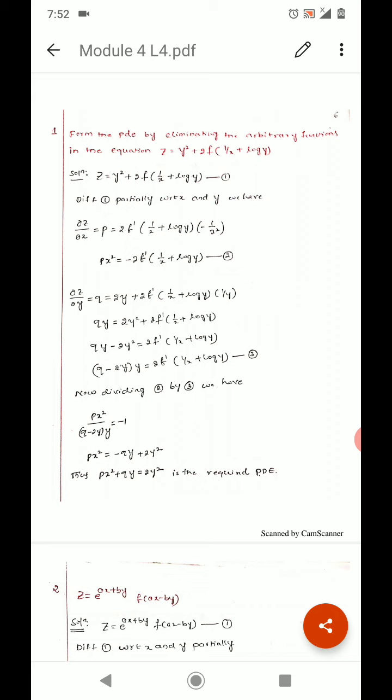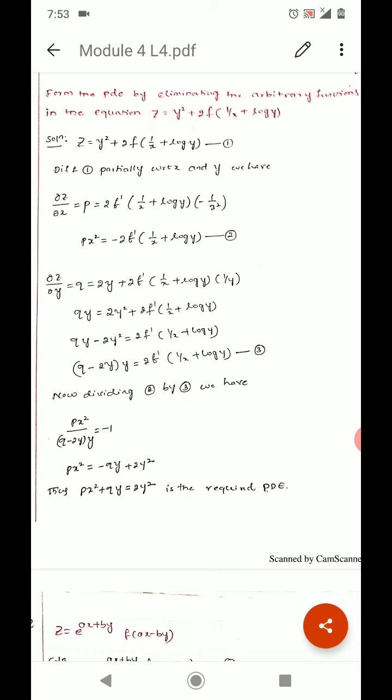the terms which are in the function, that means differentiation of 1 by x with respect to x is minus 1 by x square, plus log y. Since we are going to differentiate with respect to x, log y is constant and hence that will be 0. So finally here minus 1 by x square becomes px square when it comes to the left side. So px square equal to minus 2 f dash of 1 by x plus log y. Take that as equation 2.